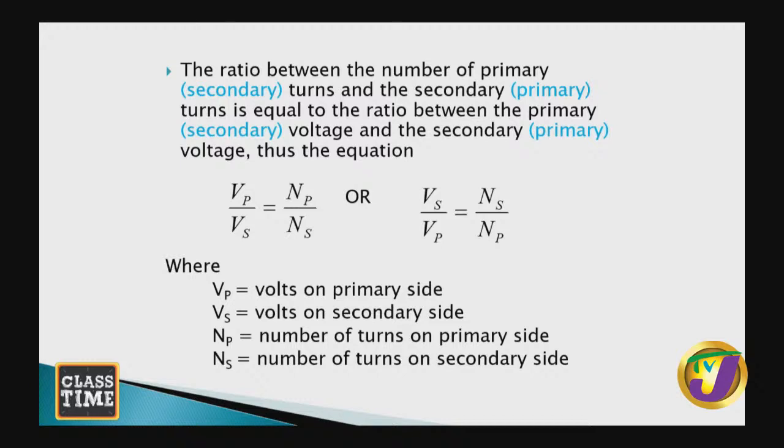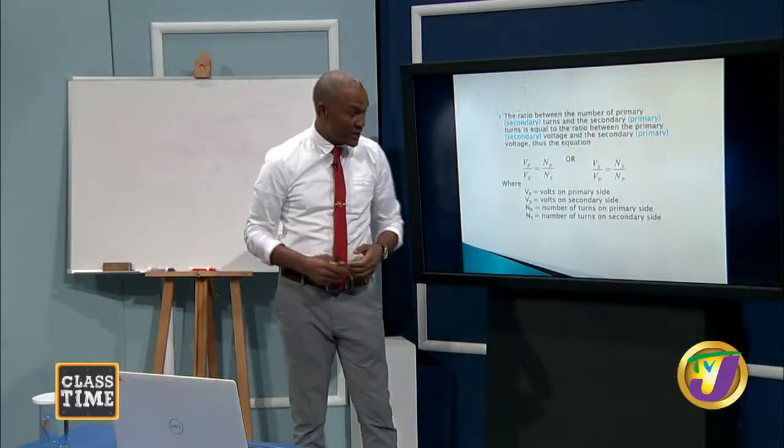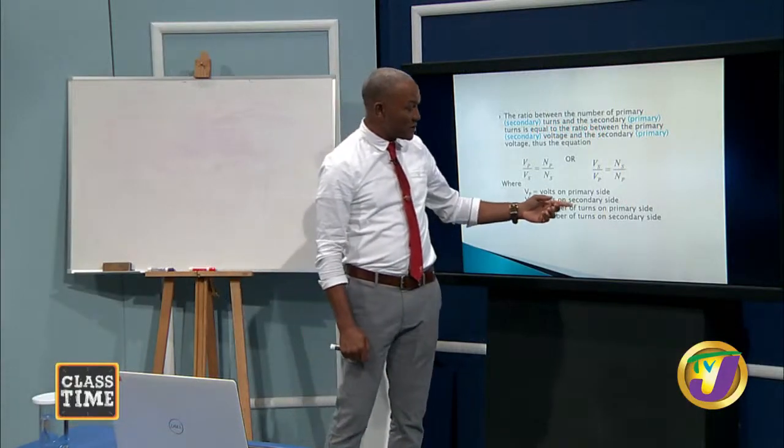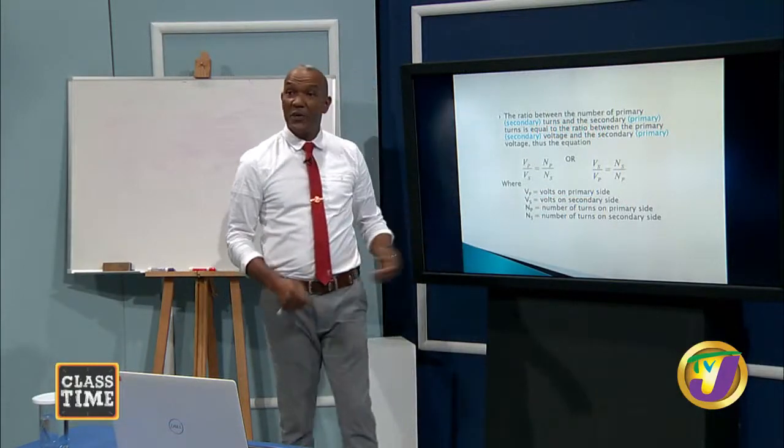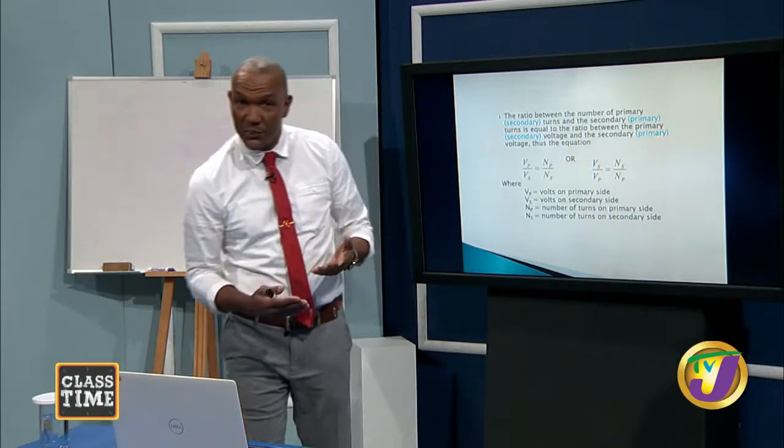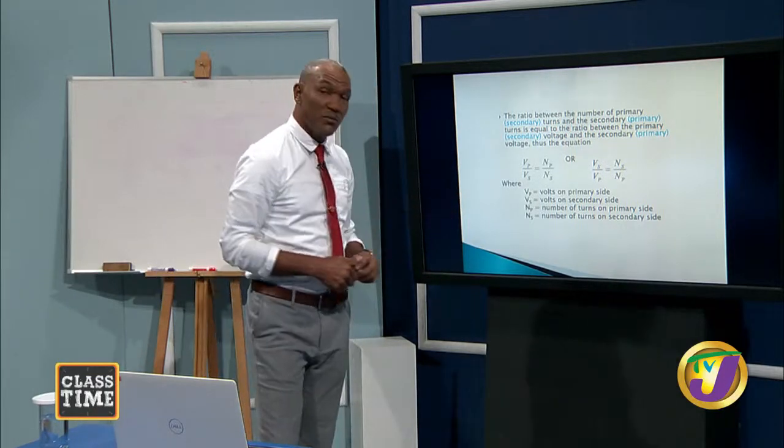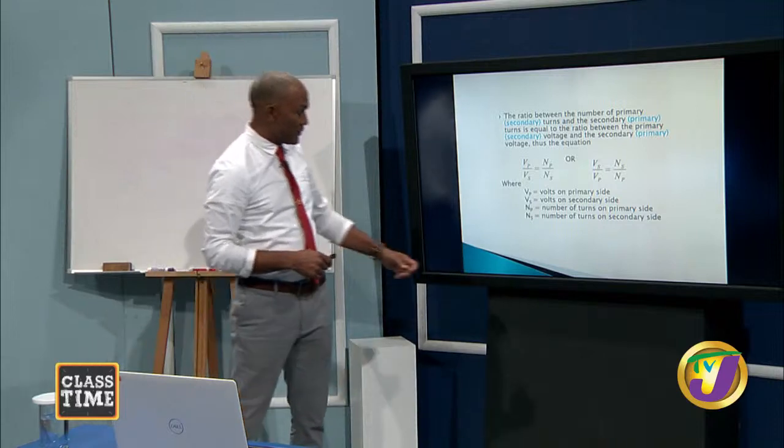Vp over Vs is equal to Np over Ns. Or you could write Vs over Vp equals Ns over Np. And here we have what each means. Vp means volts in the primary. You want to say volts on the primary side. Vs is volts in the secondary. Np is the number of turns in the primary, and Ns, the number of turns in the secondary.